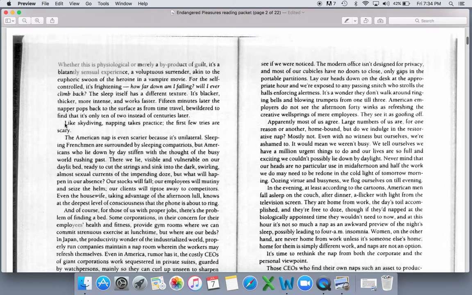We see it in this one paragraph, this short paragraph, the second shortest paragraph of the essay, where she says, like skydiving, napping takes practice. The first few tries are scary. So she could have just said napping is scary, but instead she uses a metaphor to enhance the idea, that unknown sensation of napping that the reader has, and she compares it to skydiving and the fact that skydiving takes a first few tries before it's not scary any longer.